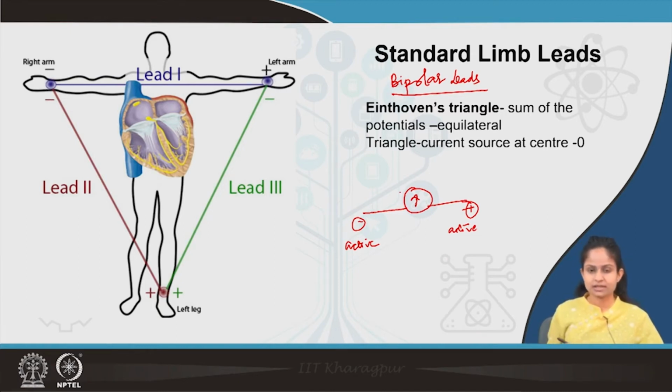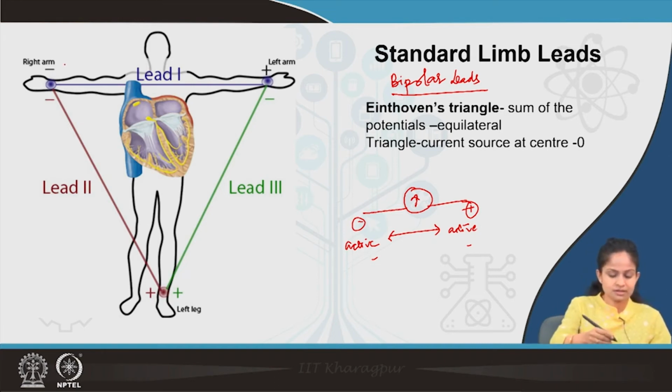The lead which is constituted by these 2 electrodes will measure the potential difference across them, which means both of the electrodes are active in these bipolar leads. They are recording some voltage, and the lead will calculate the potential difference between these 2 electrodes. So, in this way we have 3 leads, that is lead 1, lead 2 and lead 3. How these 3 leads are connected, we will see.